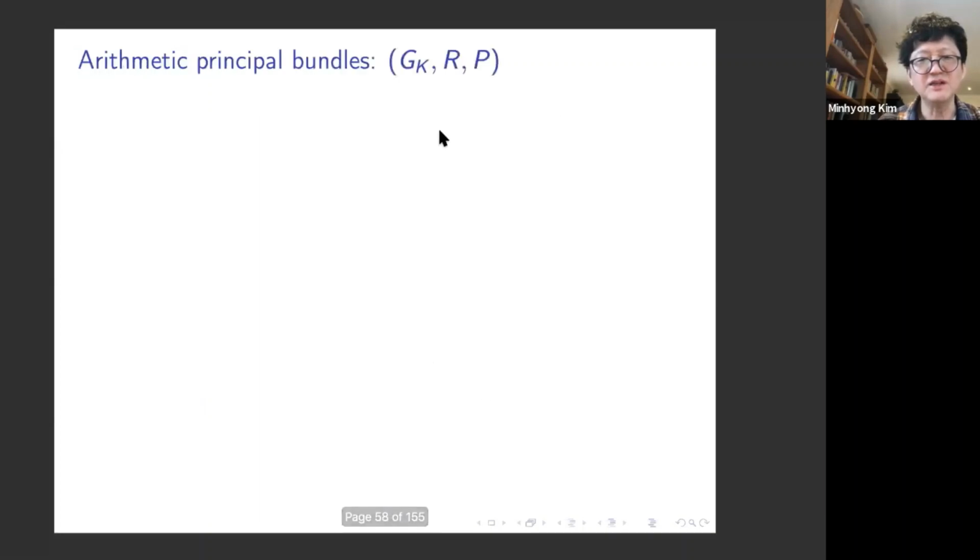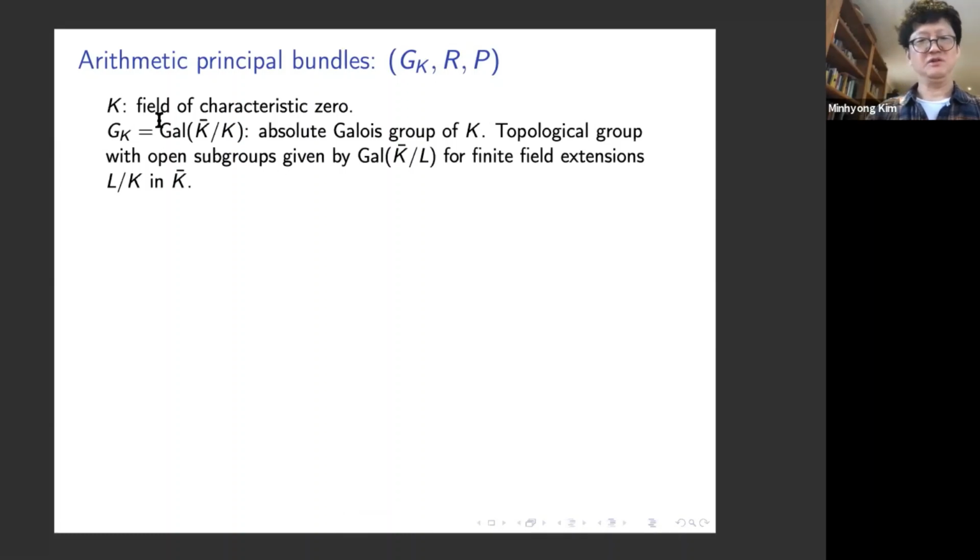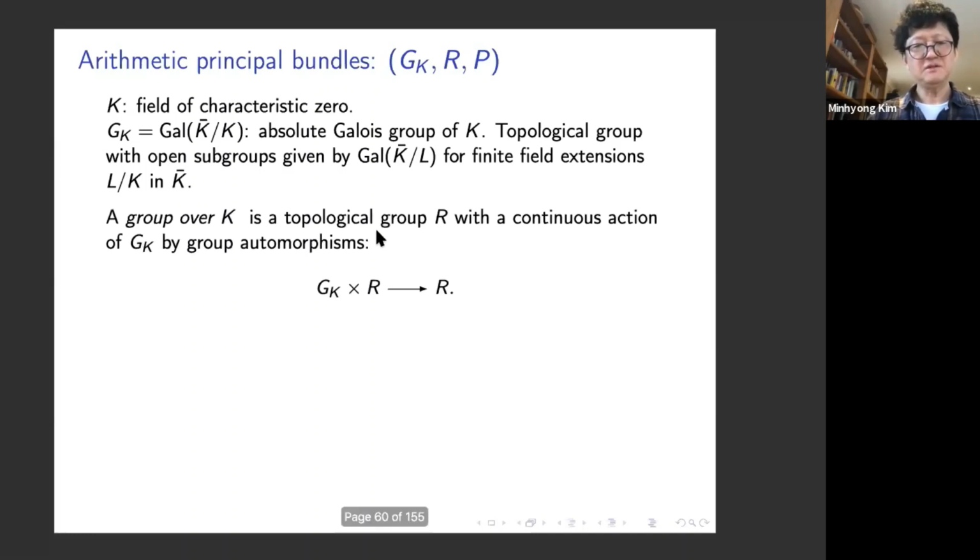Where does the arithmetic come in? Well, I'll phrase it in terms of this triple. You have a Galois group, and a normal topological group and a normal topological space, if you'd like. Here, it's not so important, but I'll fix K to be a field of characteristic 0, and G_K here denotes the absolute Galois group of the field, the automorphism group of the algebraic closure. This is a topological group with various open subgroups indexed by finite field extensions of K. When I talk about a group over the field K, what I'll mean is a topological group R equipped with a continuous action of this Galois group by group automorphisms.